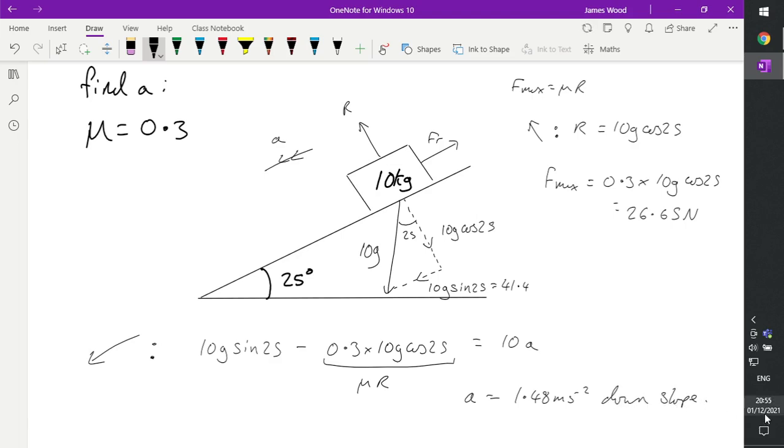Okay. So it is important that you check just some of the values to compare. So here I checked what is this value here compared to this value here, just to tell me is it accelerating up or down the slope.